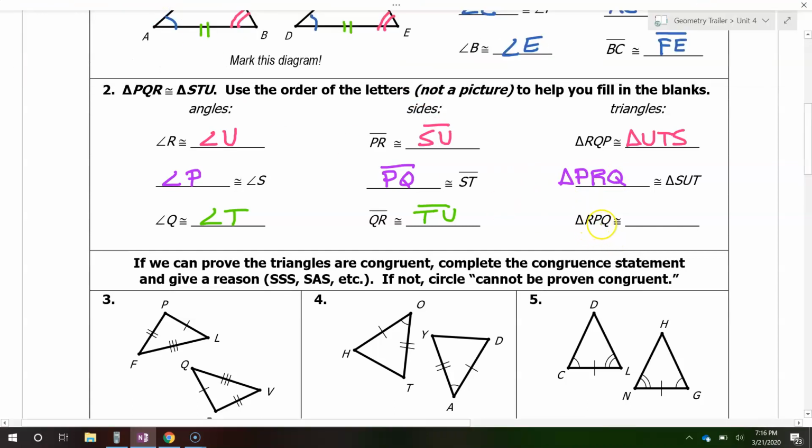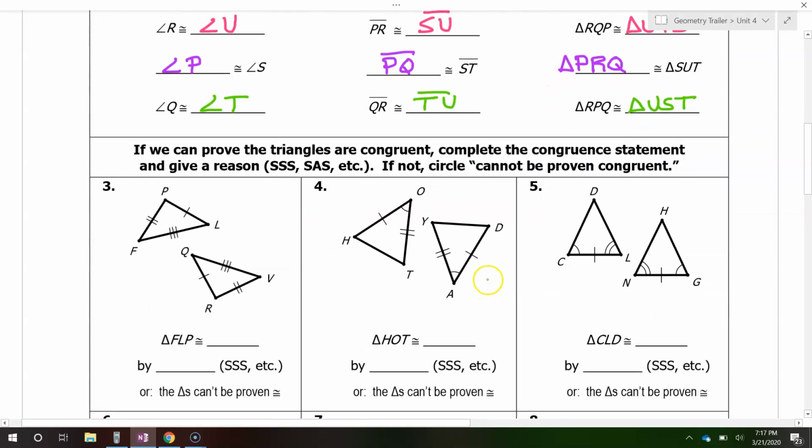Now, RPQ is congruent to triangle. Well, R is first. So R is congruent to U. So that means U is first. Second is P. P is congruent to S. Third is Q. Q is congruent to T. So that's how you rearrange the order.